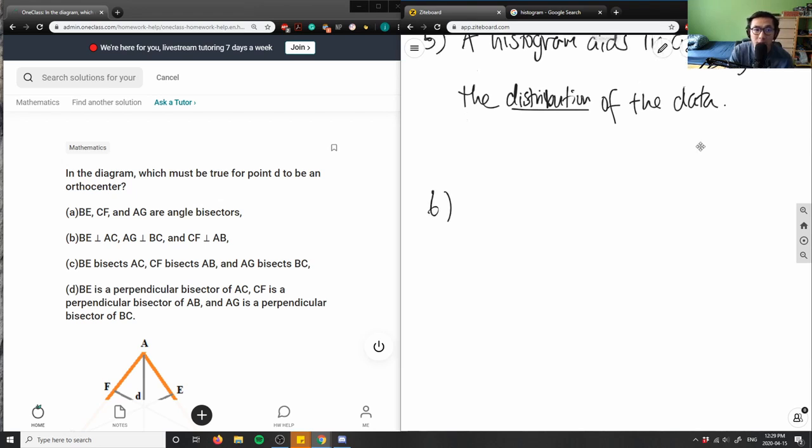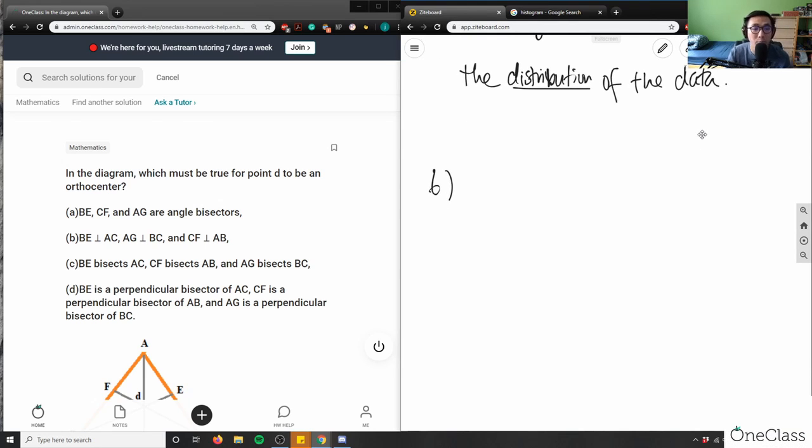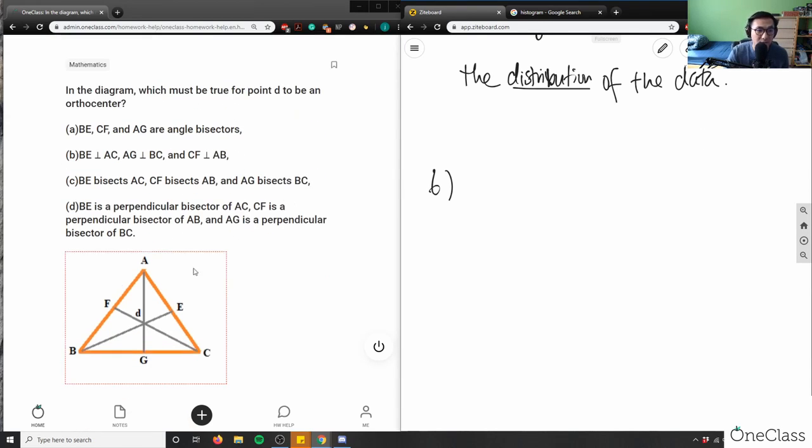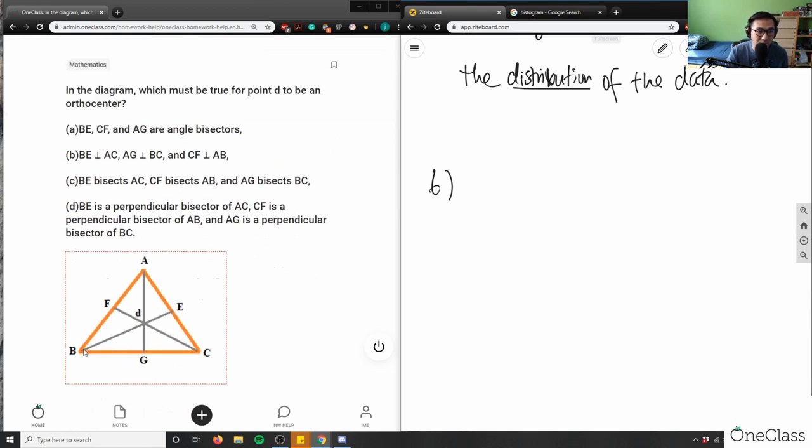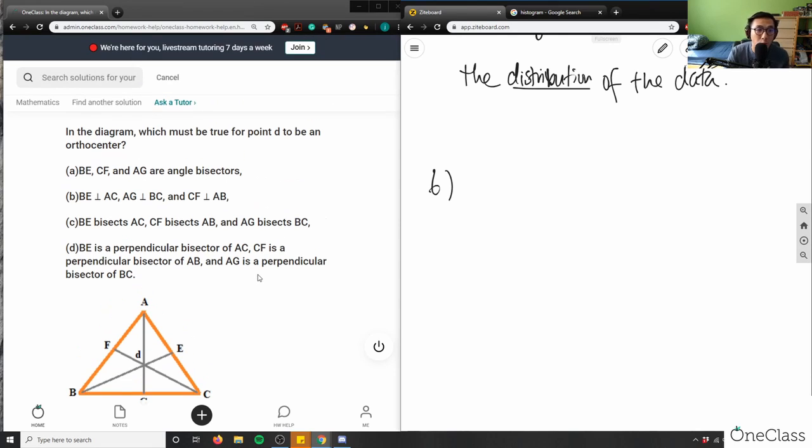So in the diagram, what must be true for point D to be an orthocenter? So again, what is an orthocenter? An orthocenter, and I have D here as the orthocenter, right? If I bisect the triangle, from this side to this side and from top to bottom, the point at which all three lines intersect is the orthocenter. So point D. So it says here, which must be true for D to be orthocenter.